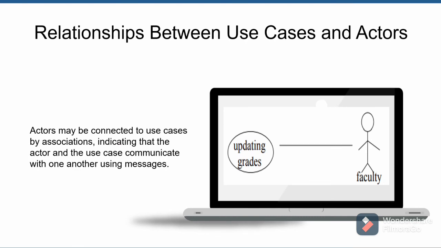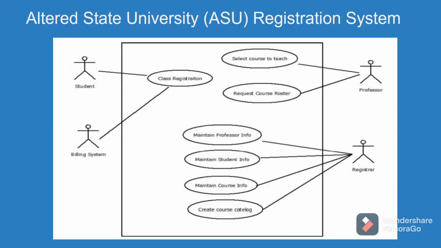Relationships between use cases and actors. Actors may be connected to use cases by associations, indicating that the actor and the use case communicate with one another using messages. So now, we are going to use the Altered State University registration system as an example in the relationships between use cases and actors.